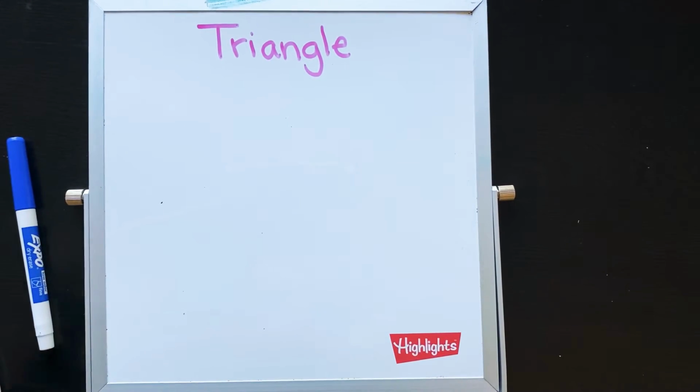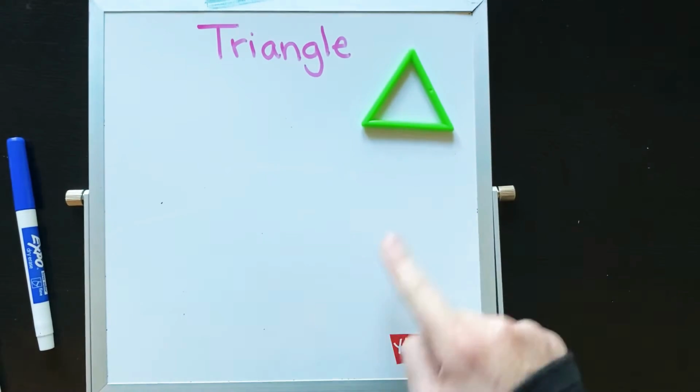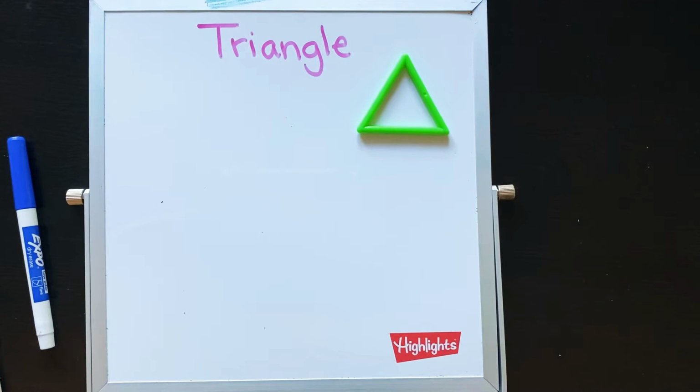Hi, kindergarten. Today we're going to be learning about triangles. So a triangle looks like this, right? This is a triangle. But triangles actually can look a lot of different ways.